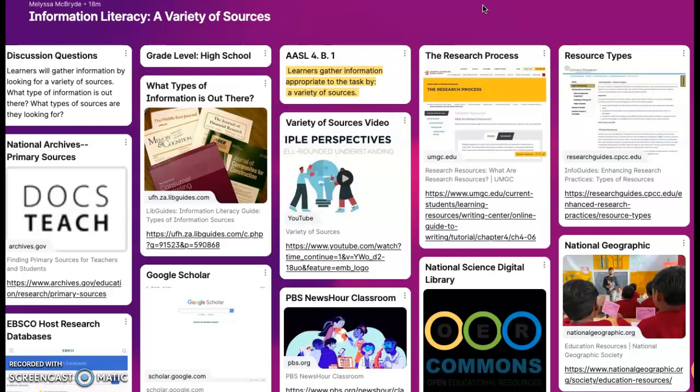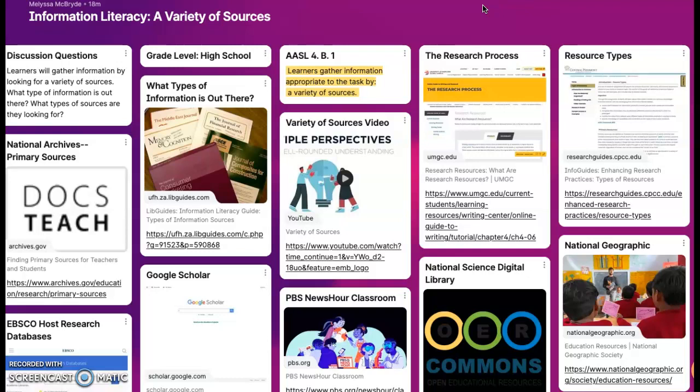I did add some major sites where they could go and find information that is considered reputable. This includes PBS NewsHour Classroom, National Geographic, Gale Research Database, Britannica School, EBSCOhost Research Database, the National Archives, and the National Science Digital Library. What I love about the National Science Digital Library is it's not just about science, it's also about math too, so it gets that STEM in there as well.